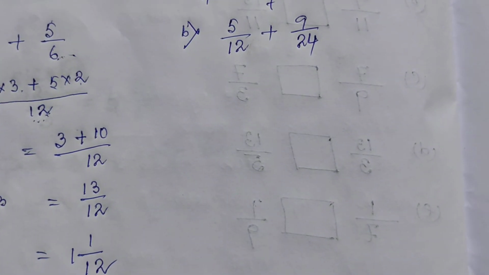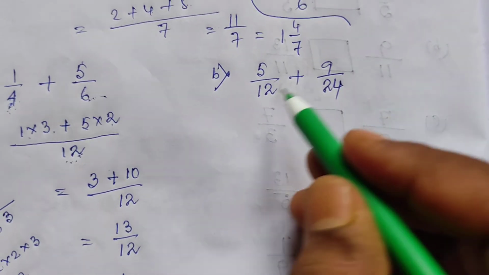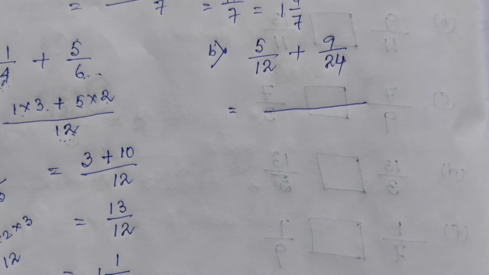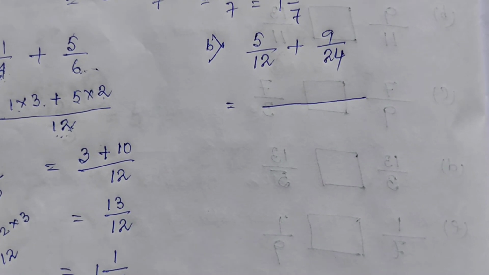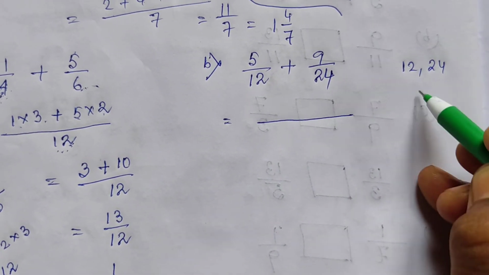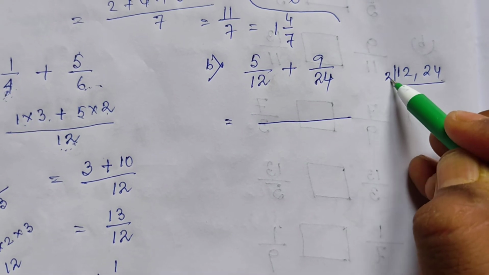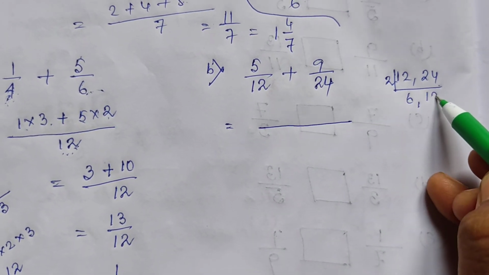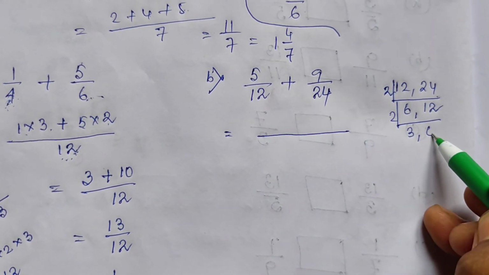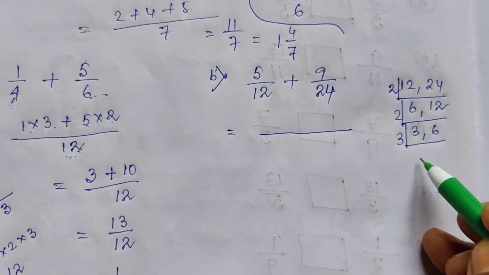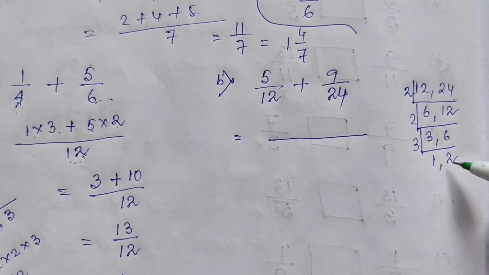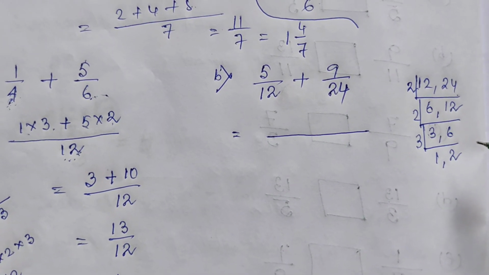Similarly, in the second problem, 12 and 24. So first of all, find out the LCM of the denominators. Here the denominators are 12 and 24. First of all, divide by 2. 6 twos are 12, 12 twos are 24. Again by 2, 3 twos are 6, 6 twos are 12. Now by 3, 3 ones are 3, 3 twos are 6. So just multiply this. You will get the LCM.